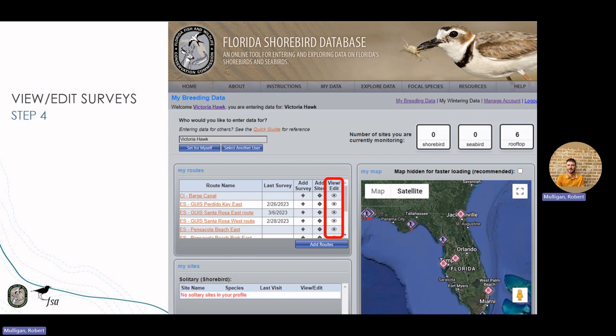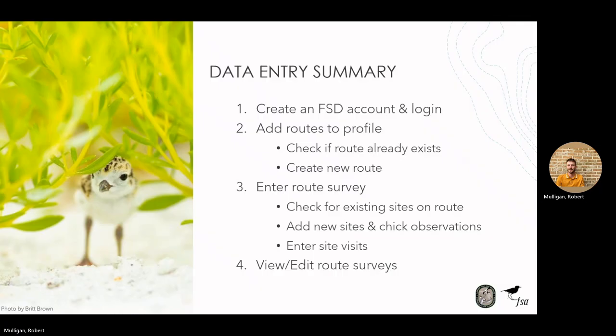If you want to view your route surveys, see the surveys that other partners have entered for a route, or need to update any information on route surveys that you've already entered, click on the View Edit in the My Routes box. To sum up, there are four main steps to entering data in the FSD. Sign into your account, check for existing routes, or if a route doesn't exist, create a new one, enter a route survey, view or edit your route surveys as needed.